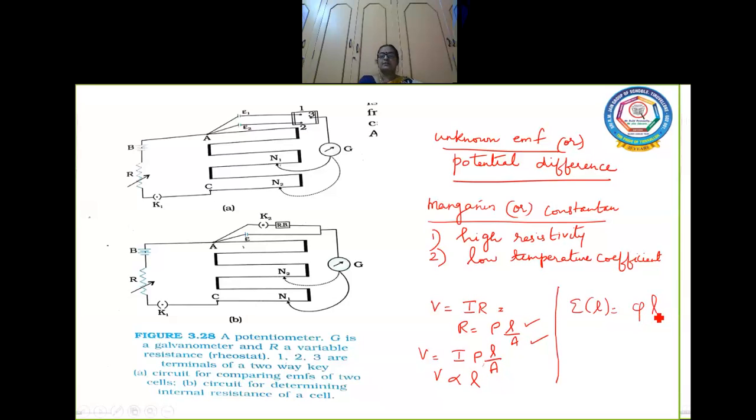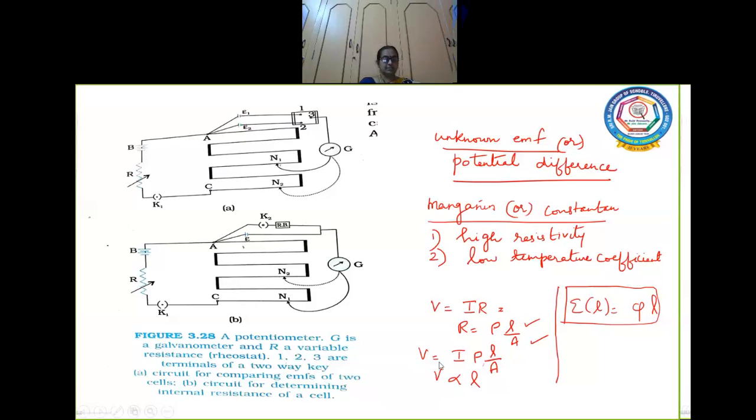Okay, so where phi is the potential drop per unit length. So this is the diagram. So this is the formula. This is what I was discussing with respect to Ohm's law. I said V proportional to L, here psi proportional to phi of L, which is nothing but the length of the wire from A to the balance point. So this length is measured. So that length corresponds to the potential difference, or which is the EMF of the cell.